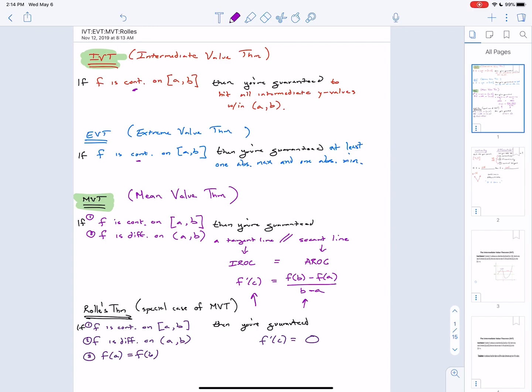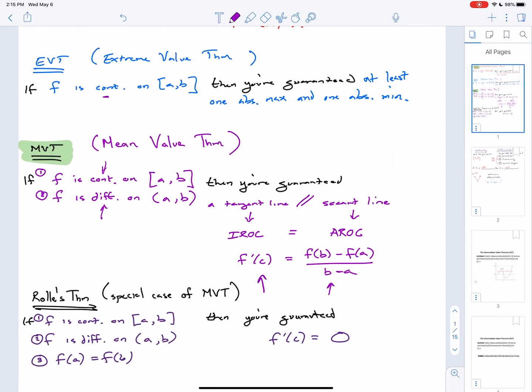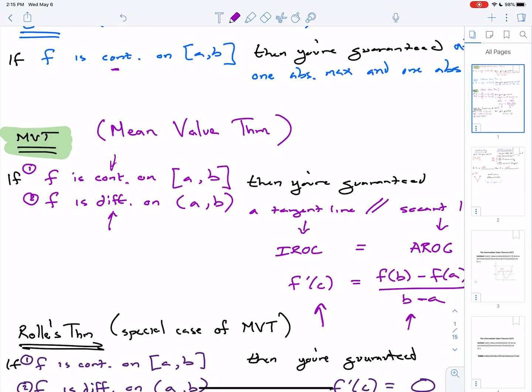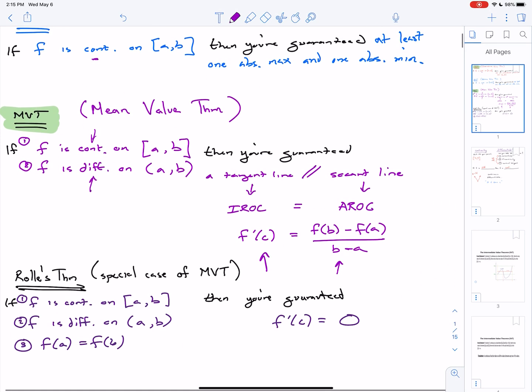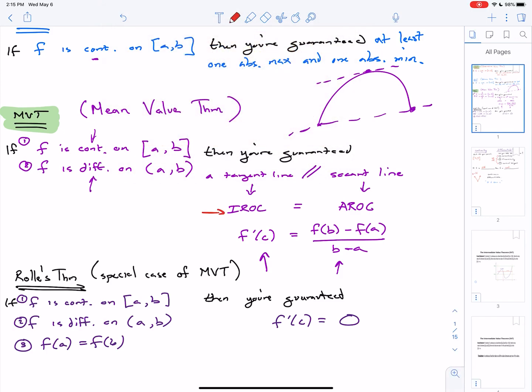Okay? Mean value theorem. There are actually 2 conditions, okay? The function has to be continuous on a closed interval and differentiable on an open interval. And if those 2 conditions are satisfied, then basically your secant line, the slope of that secant line, there exists a tangent line that's parallel to that one, meaning they share the same slope. Another way of saying that is that the instantaneous rate of change will equal the average rate of change, slope, okay?